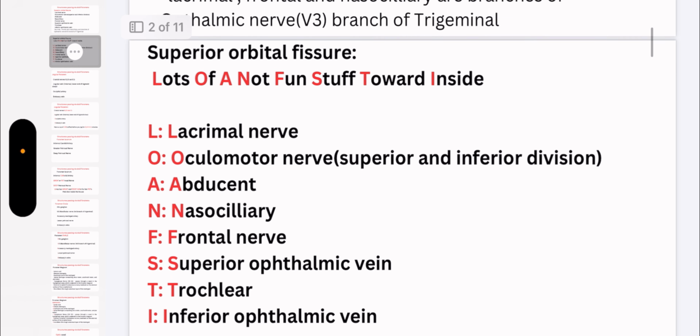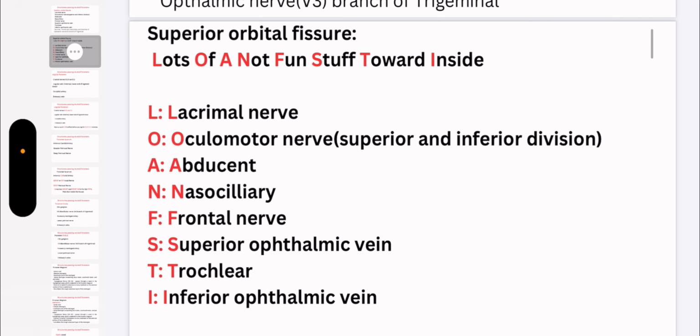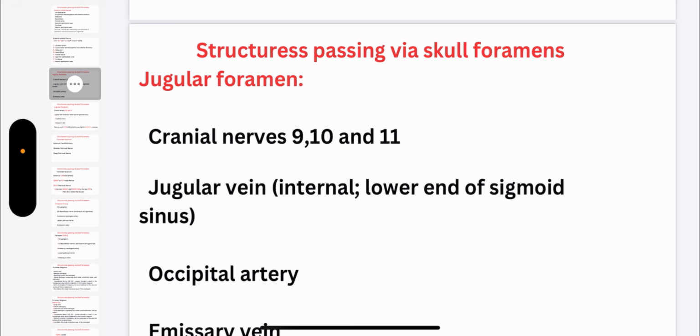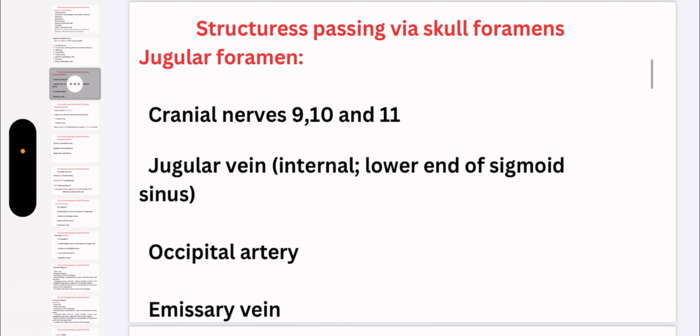How can you remember this one? You can remember it by remembering this mnemonic. Lots of not fun stuff toward inside. L for lacrimal nerve, O for oculomotor nerve, A for abducens, N for nasociliary, F for frontal nerve, S for superior ophthalmic vein, T for trochlear, I for inferior ophthalmic vein.